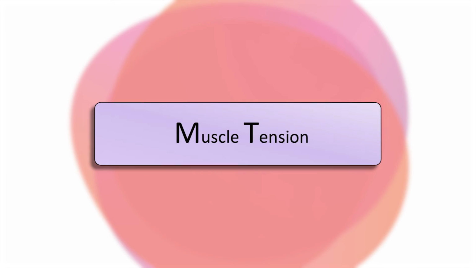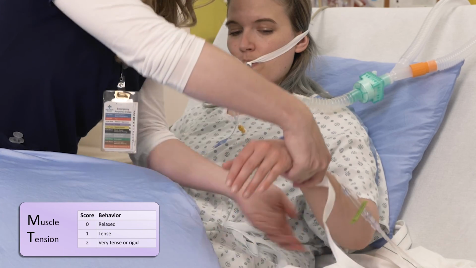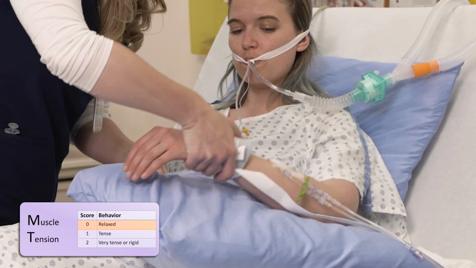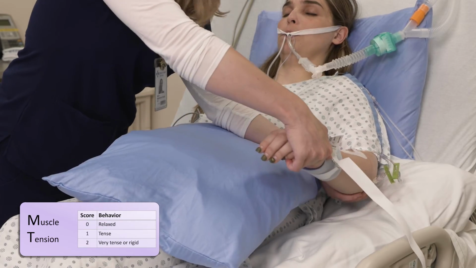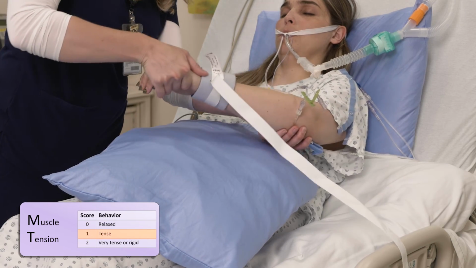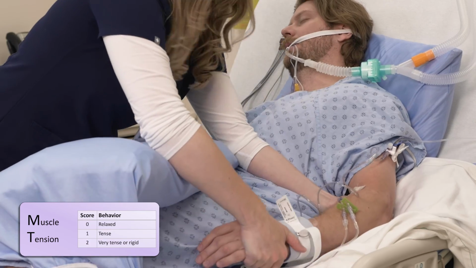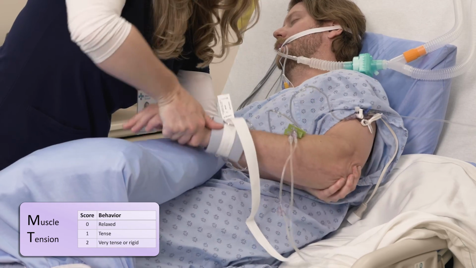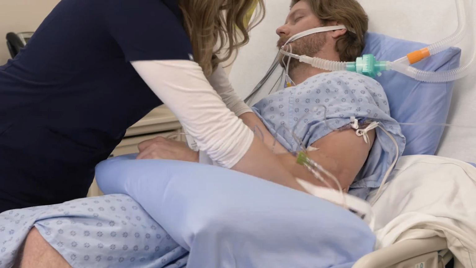To assess muscle tension, observe the patient's muscle tone. Note resistance to motion if the procedure involves movement. When there is no resistance to passive movement, the patient receives a score of 0. When there is some resistance to passive movement, the patient receives a score of 1. When there is strong resistance to passive movement, the patient receives a score of 2.